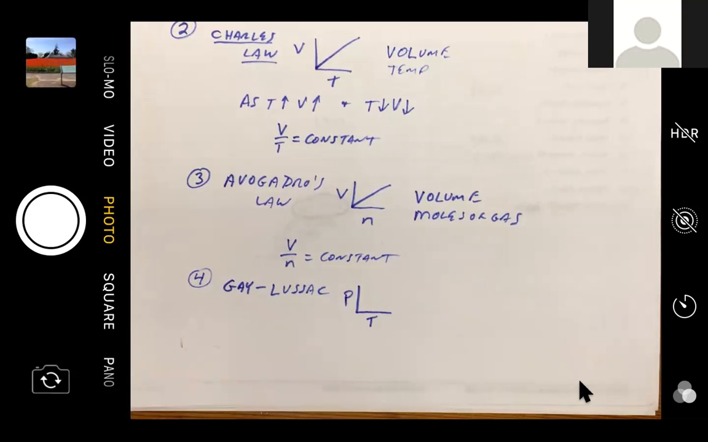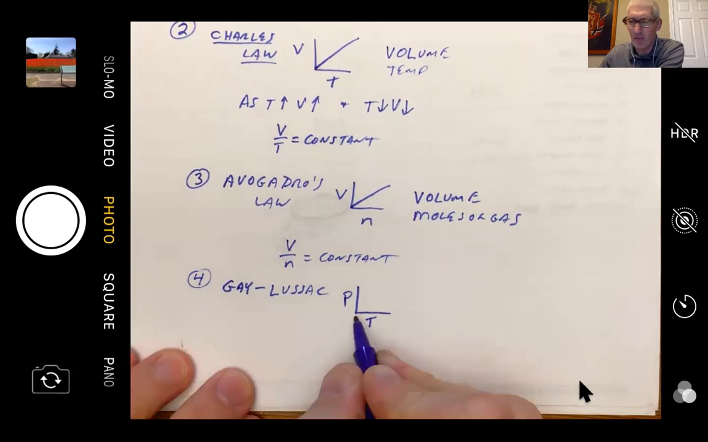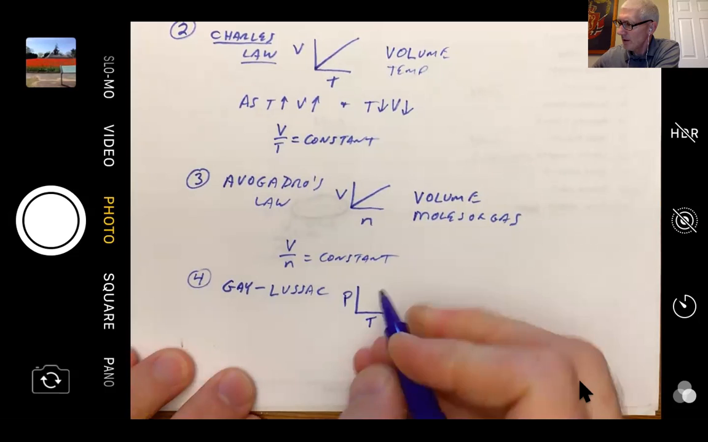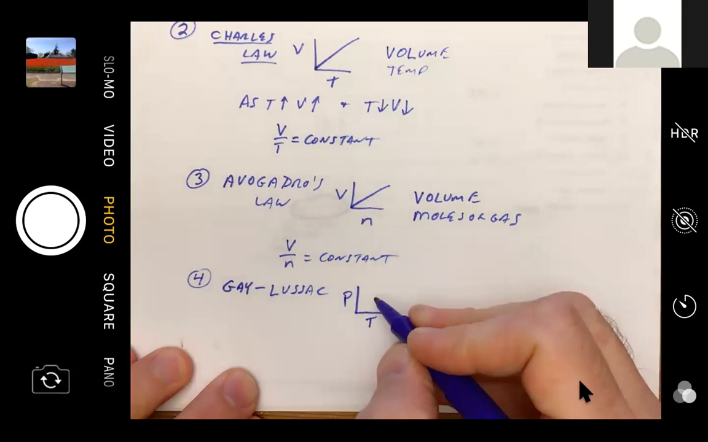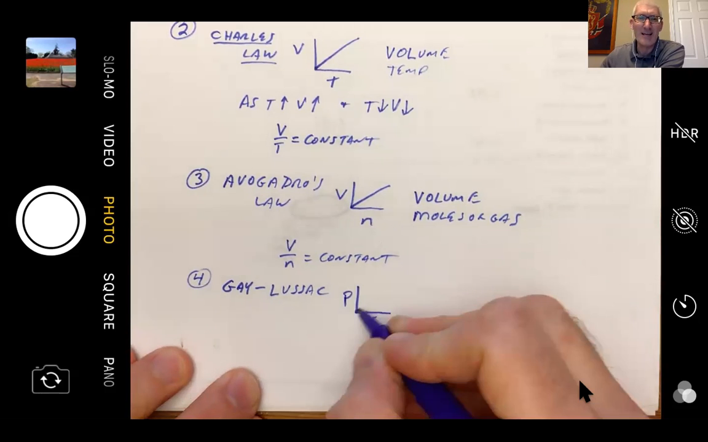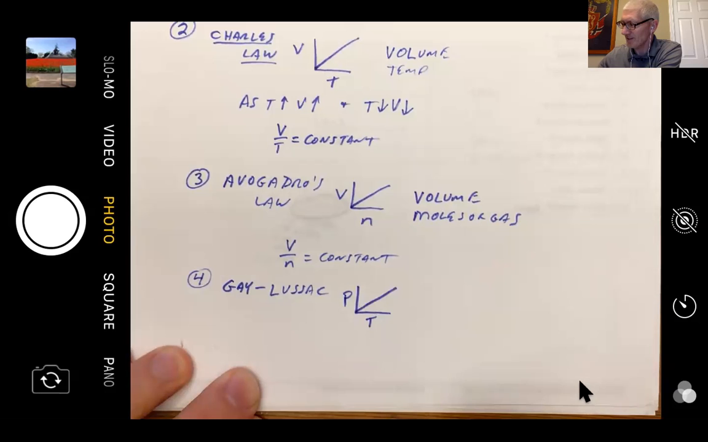They're moving faster. And as they move faster, are they banging into the wall harder or less hard? Harder. So what do you think that does to the pressure as temperature goes up? Pressure? Does it also go up? It does. Yep. And so we get the same look. So we got a lot of graphs that look the same.